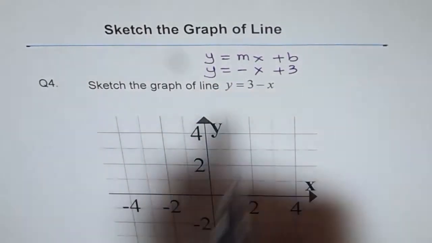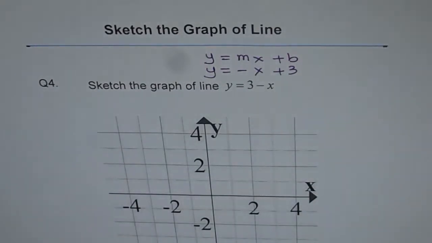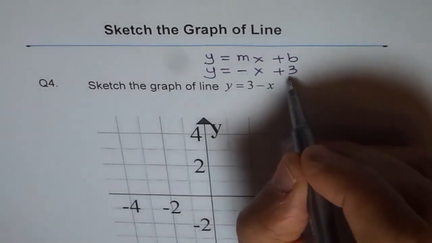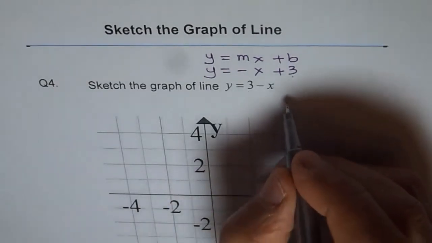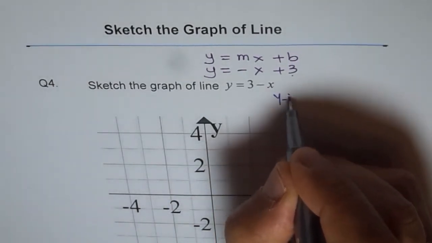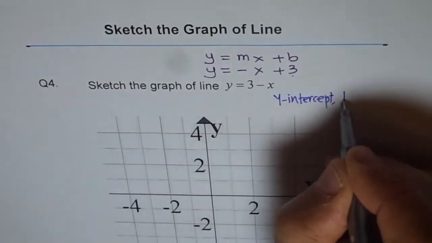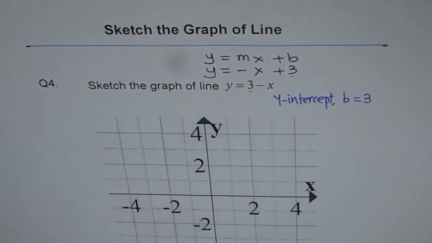Do you see the trick? So now it is in the form of y equals mx plus b, the way we are used to seeing, right? Now you compare the values. Now what is your y-intercept? Y-intercept is b. From here it is 3, the constant value, right? So let me write down y-intercept, which is b, is equal to number 3. Do you see that? That is my y-intercept.